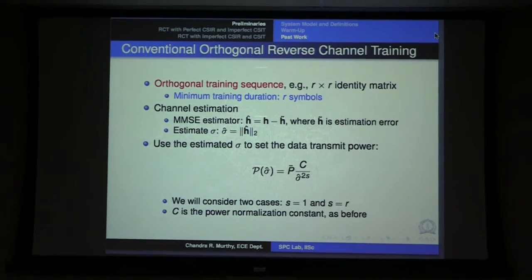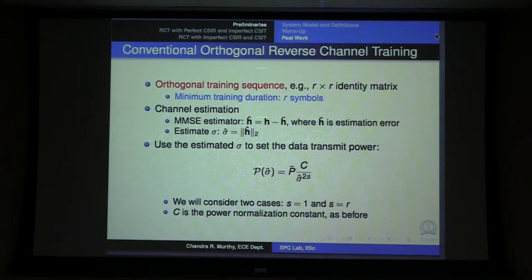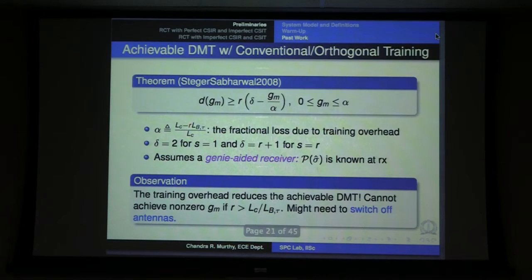And when s equals R, you are doing something a little tricky, but it captures the essential idea, which is to use higher power levels for worse channel states. The reason for using s from 1 through R, that particular range, is that it turns out it's possible to ensure, by choosing C appropriately, that you meet the average power constraint. That is, the expected value of P of sigma hat should be less than or equal to P bar. So that constraint can be met for this range of s. So this is the range that is considered in the literature. So this is a conventional scheme. This is not our work.